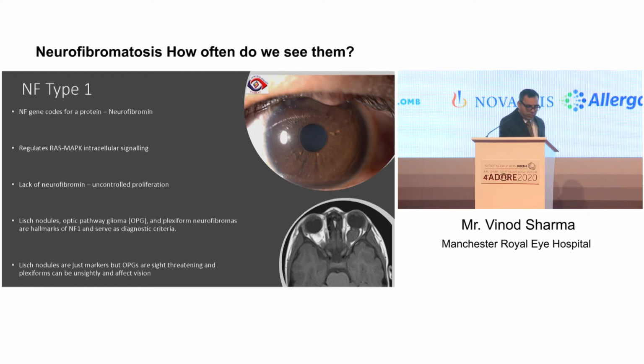So as ophthalmologists, we play an important role in the NF MDT because amongst the diagnostic criteria for NF, you've got Lisch nodules, you've got optic pathway gliomas, and you've got your plexiform neurofibromas. They form part of the diagnostic criteria for diagnosing someone with NF. Now, Lisch nodules are just markers, but the OPGs are sight-threatening, and the plexiforms can be unsightly, and of course, they can affect vision in a child.